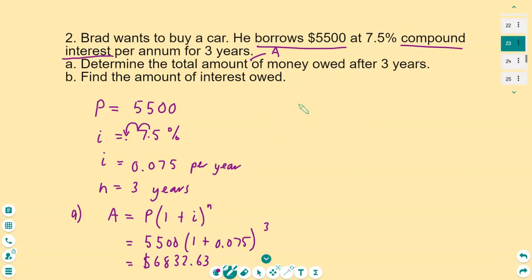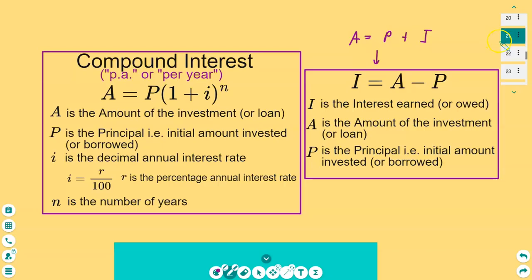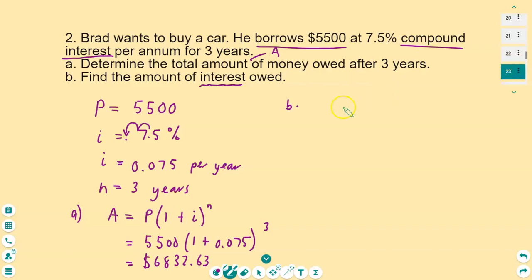Let's go B. Find the amount of interest owed. So careful not to get confused with, see how it says amount of money, amount of interest. Lots of words. They're just saying find the interest owed. So if we come back here, interest from this formula, I equals A take P. I equals A take P. So I'll just write I there.